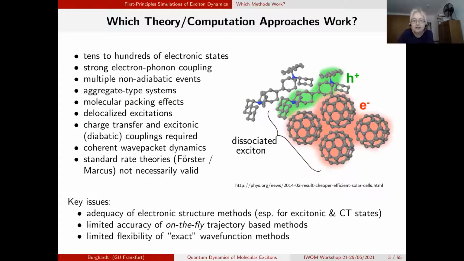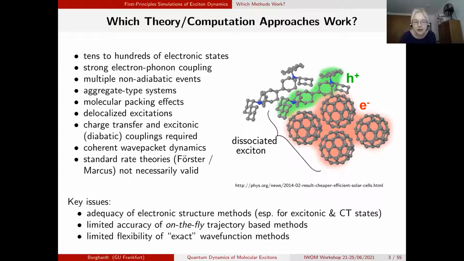So in general, the theory and modeling side obviously faces a big challenge. These systems have a lot of electronic states. We have strong electron-phonon coupling. We have multiple non-adiabatic events, so many closely coupled electronic states. We have these aggregate type systems that are determined by the electronic properties together with the molecular packing effects. And then we have delocalization, we have charge transfer and excitonic couplings, and in the end we have the dynamics that essentially should be treated as coherent wave packet dynamics. So all this is extremely demanding.